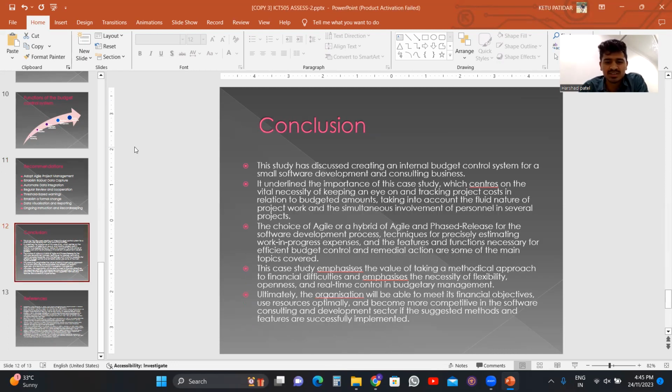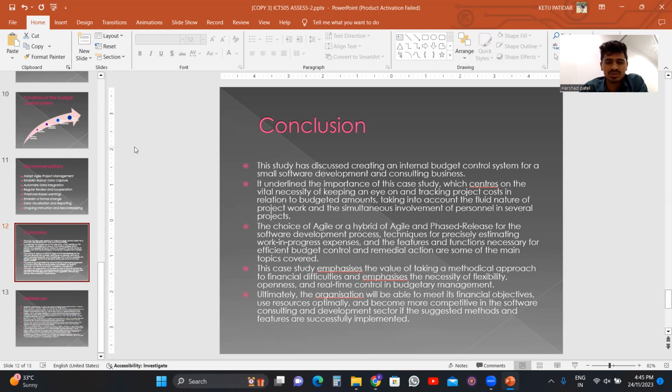Conclusion. This study has described creating an internal budget control system for a small software development and consulting business. It shows the importance of the case study, which centers on the vital nature of keeping an eye on and tracking project cost in relation to budget, taking into account the nature of project work and the involvement of professionals in several projects.